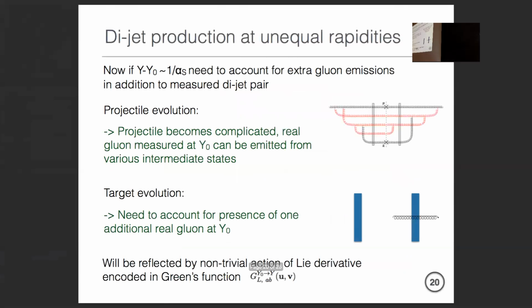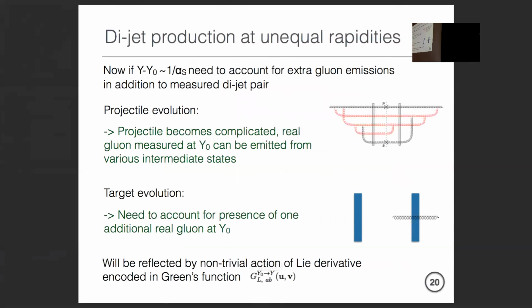Okay, so this is boring, right? But now, how does one account for the evolution? So this is the leading order Glauber work, right? We can think of this as both projectile or target evolution. These two viewpoints are equivalent, right?